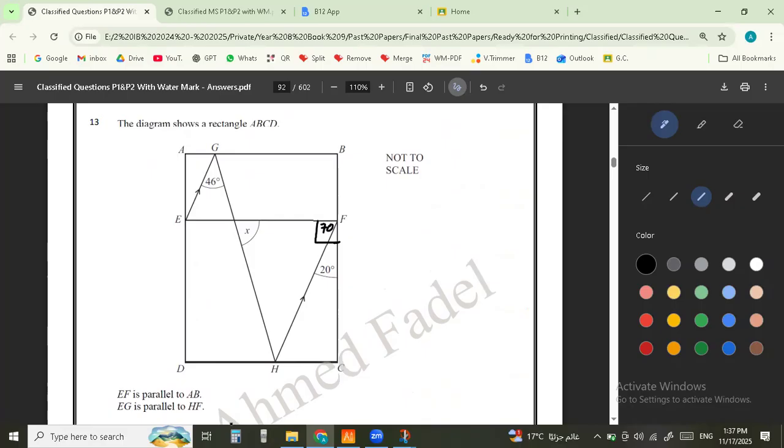Okay, mister, what else can we find? Because so far I cannot find X using this only. All right. They told you that this is 46. It is alternate with angle here. Angle EGX is alternate with angle FHX, this one. But this one is 46 degrees. Now we can find angle X. 46 plus 70 is going to give you exactly 116. 180 minus 116 is going to give you exactly 64 degrees.